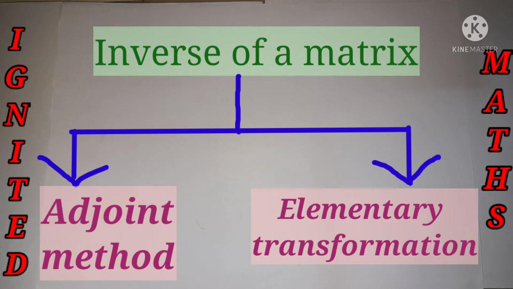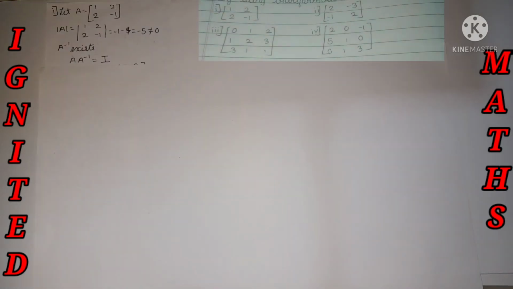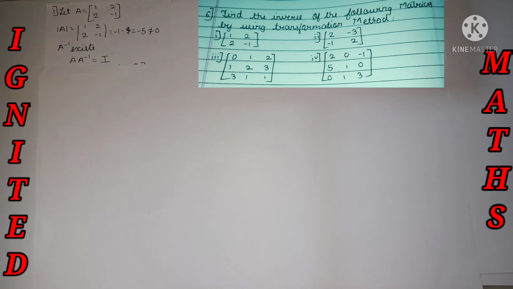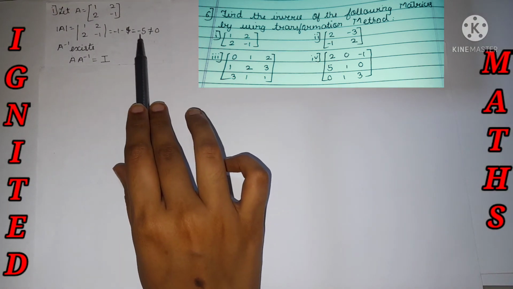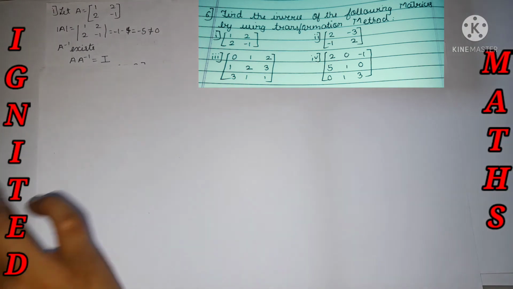First we need to find the value of the determinant of A. If it is not equal to 0, then we can find A inverse. For the 6th main question, I took the first sub-question over here. We need to find the inverse by using the transformation. Let's get started. I'll explain step by step so that the concept will be clearer. First, find the determinant of A. We have found it is not equal to 0, so A inverse exists.